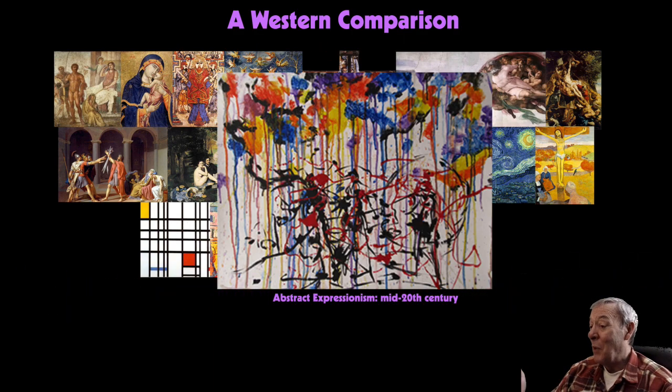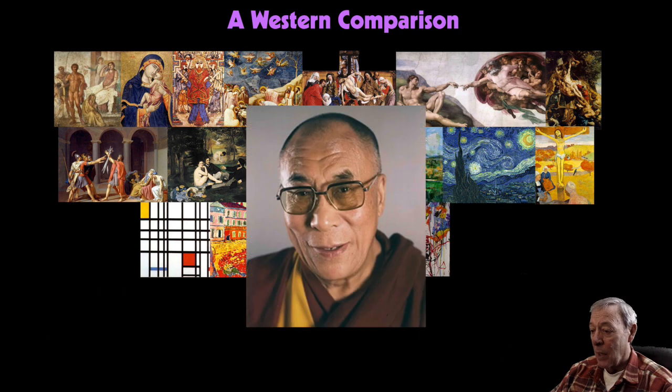And then abstract expressionism from the mid-20th century. And then finally, photorealism from the late 20th century. Not that this is the primary method of expression today, but it is a method of artistic expression. Now you look at those and how very different all of that is.